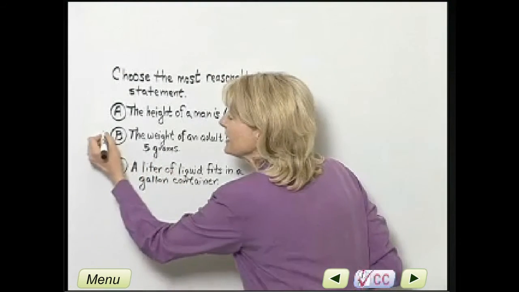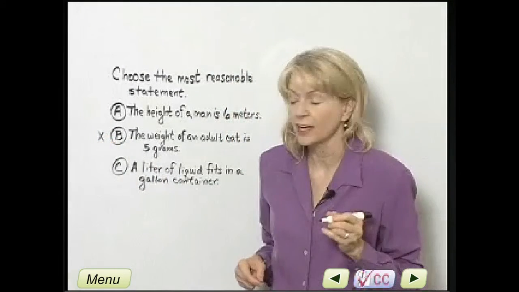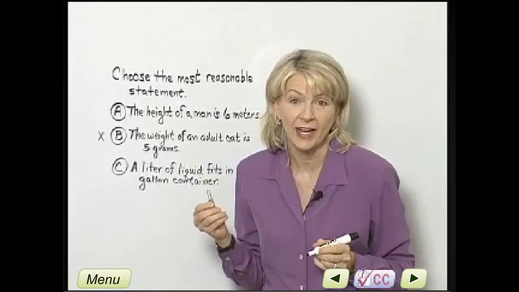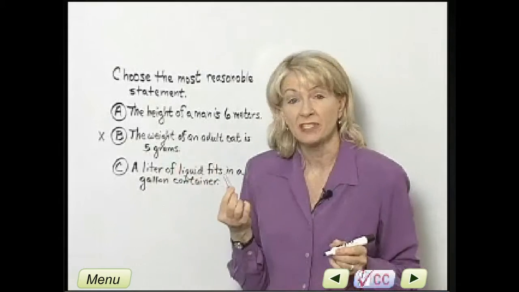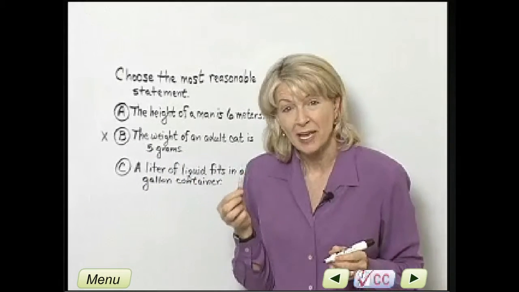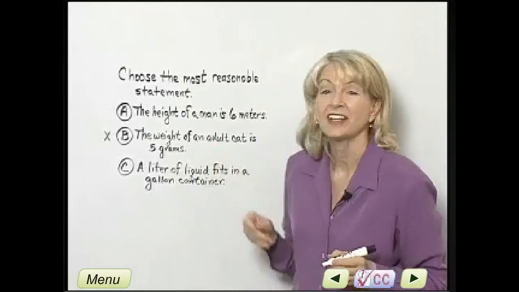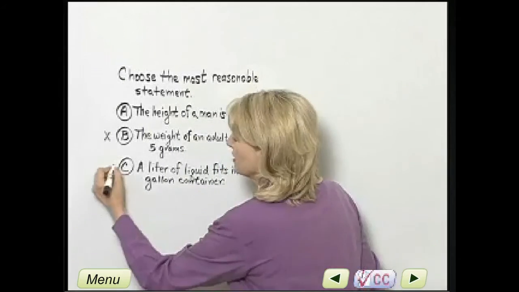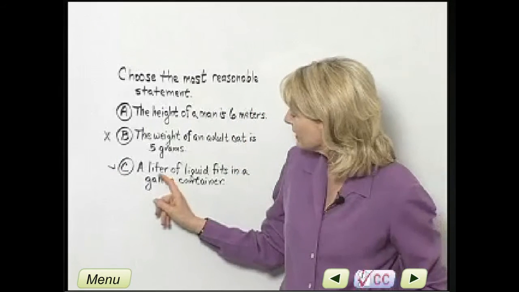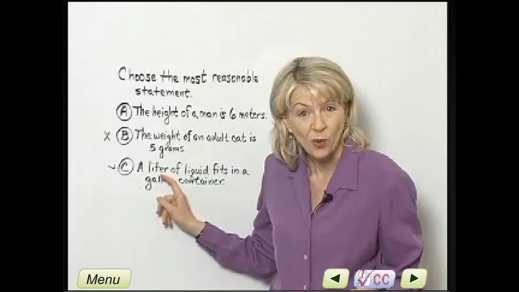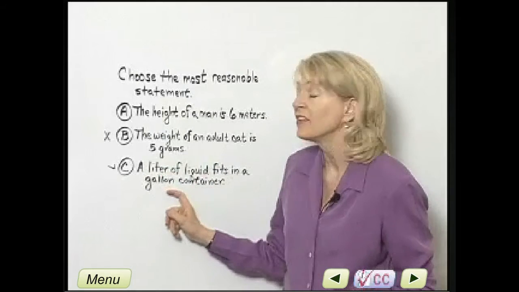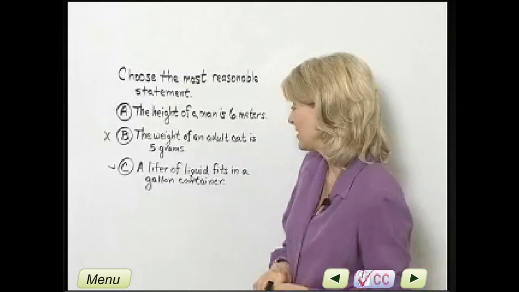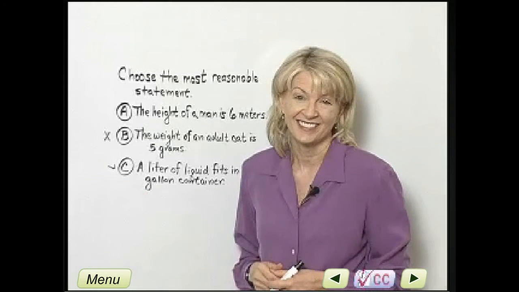Unfortunately, choice B is not the correct choice. That's not reasonable. Remember, a large paper clip weighs about 1 gram. So 5 grams is the weight of about 5 large paper clips, and certainly not the weight of an adult cat. So that's not reasonable. The reasonable choice is choice C. A liter is a little more than a quart. Certainly a quart of liquid fits in a gallon container, so a liter of liquid fits in a gallon container. Choice C is correct.